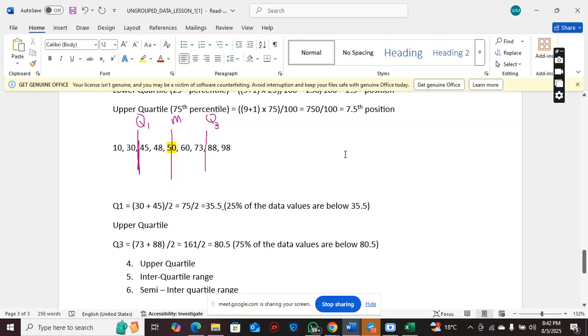But as I said, when it's a small data set like this, you can use the manual method. I just wanted to illustrate this formula.